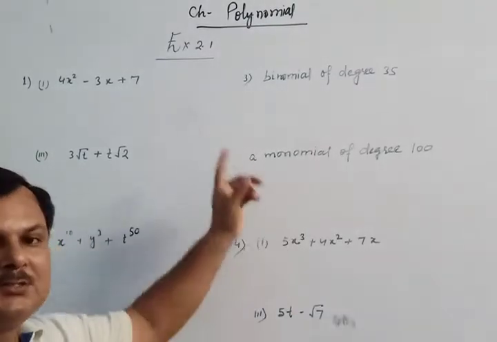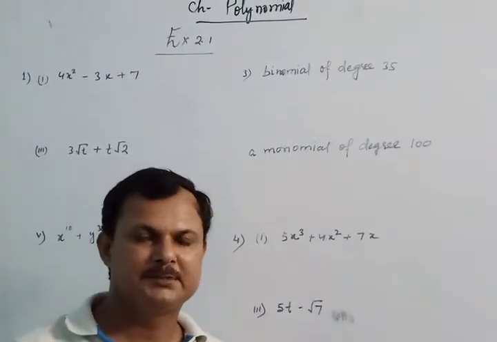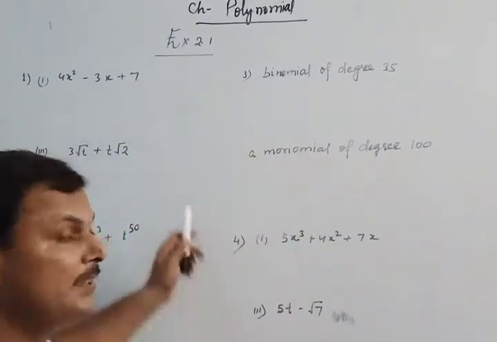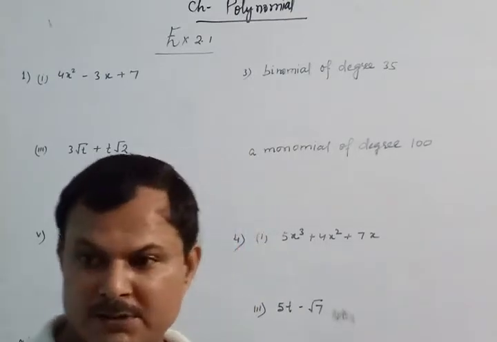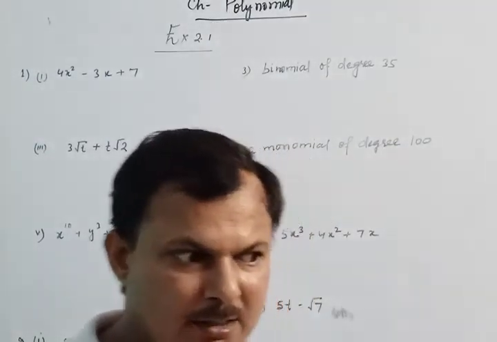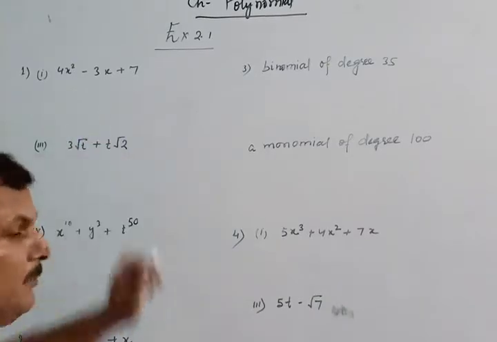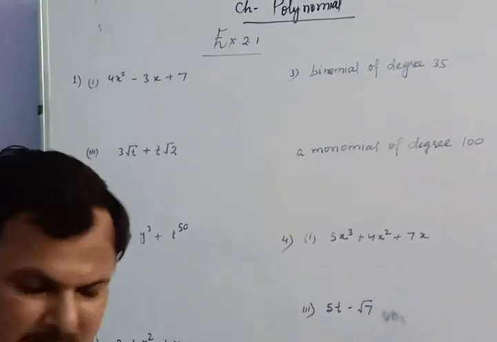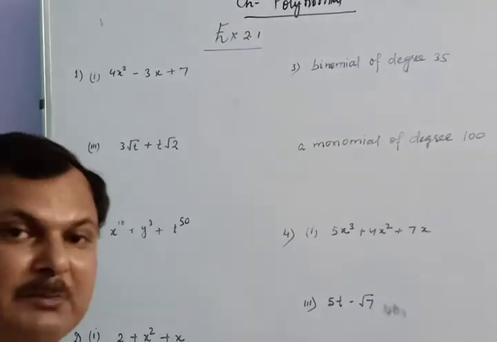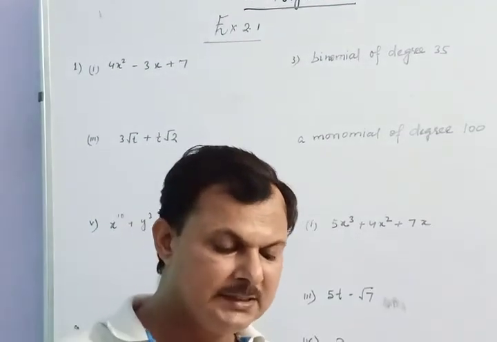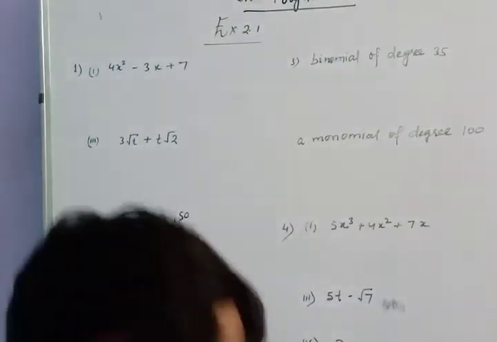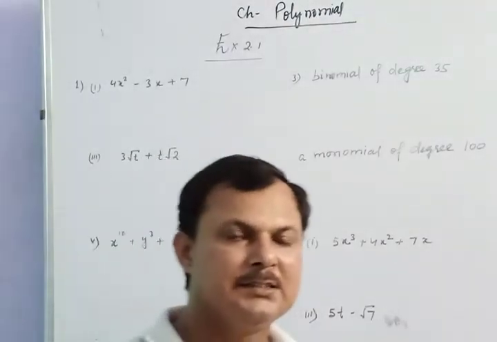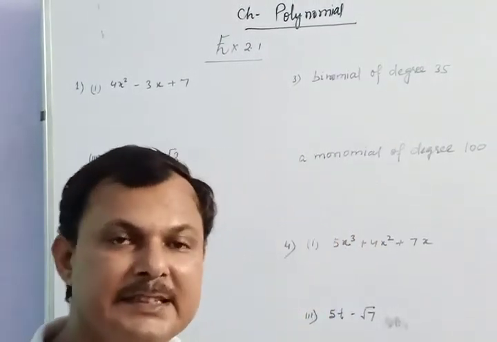Hello students, today we are again in the polynomial chapter and we are going to solve the exercise. Exercise 2.1. In the very first question, we have to tell which of the given expressions is a polynomial or not. For that purpose, we have to see whether the given polynomial is in one variable or not. Give your reason to support your answer. You have to remember that the variable must have a non-negative integer as a power.